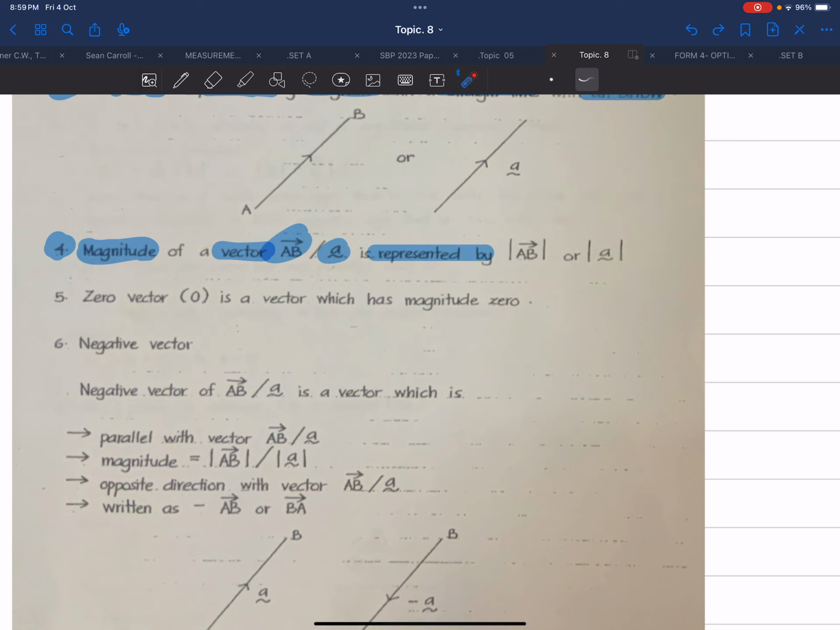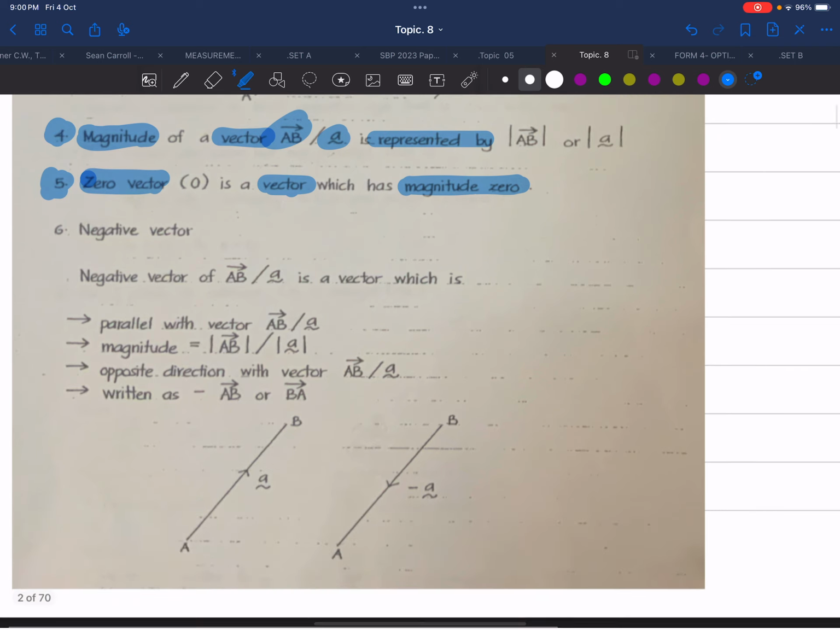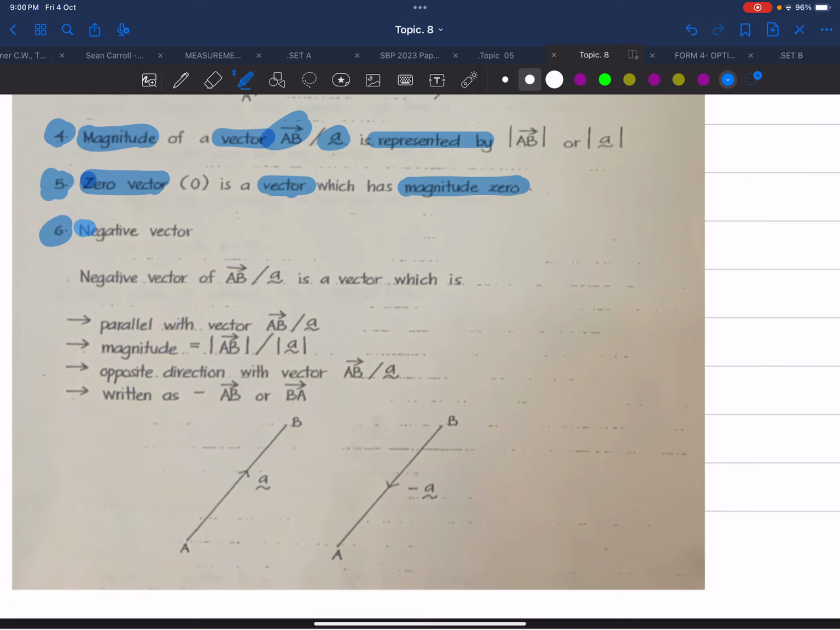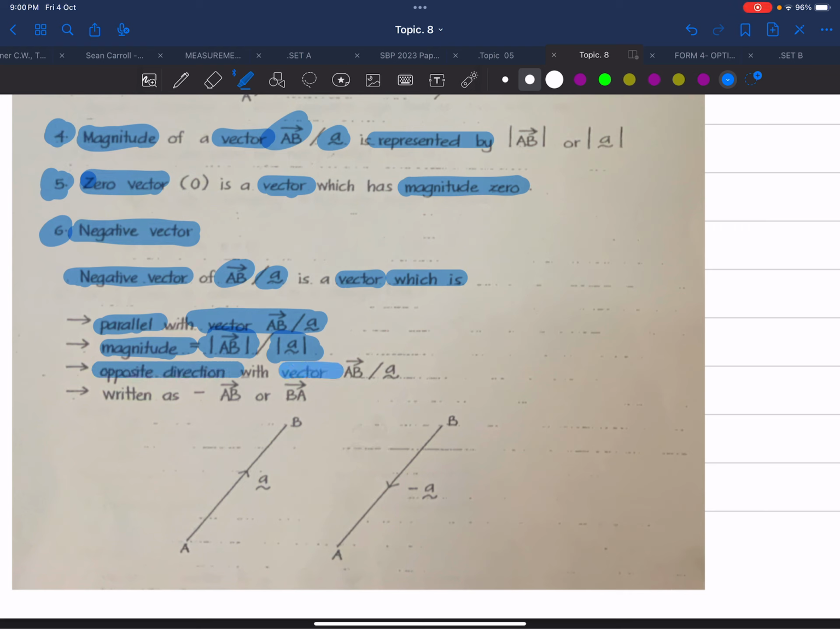Next, a zero vector is a vector whose magnitude is 0. We usually don't use zero vector in SPM. Next, number 6. A negative vector. The negative vector of vector AB or even the small a is a vector which is parallel to the original vector and the magnitude same as the magnitude of the original vector, okay, but opposite direction with the original vector.